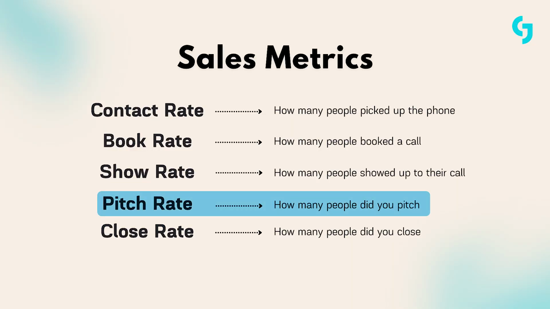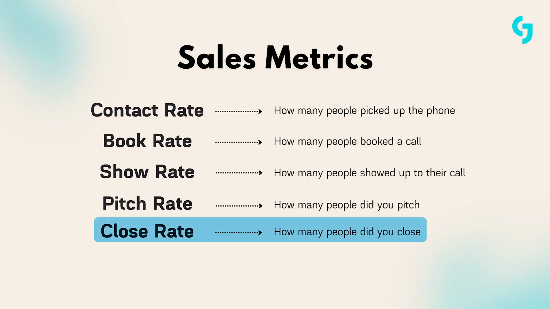Okay. The next one is pitch rate. How often are you pitching? This means someone is qualified, because to me, if someone answered the phone, they booked a call, and they showed up, doesn't necessarily mean that they are a 100% ideal client for you, okay? Which is why it's a super important number to note, because if you're pitching 100% of everybody, that means you are telling yourself that everybody is an ideal client for me, which likely isn't the case.